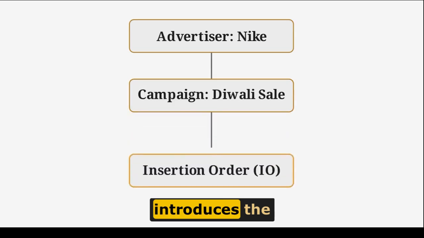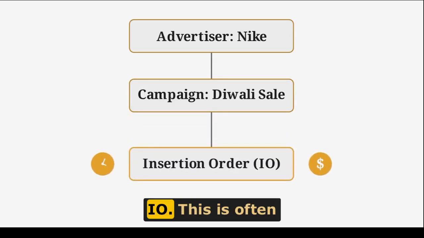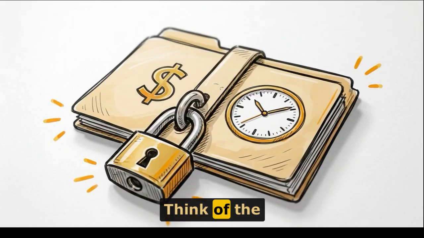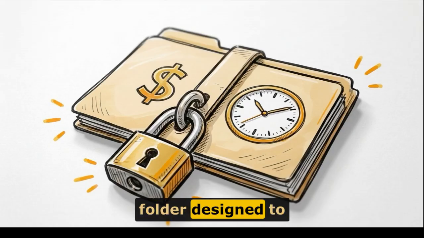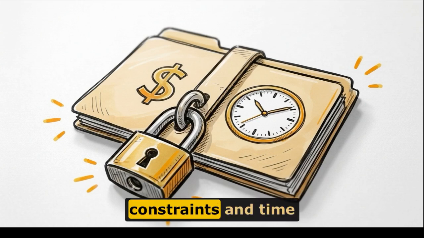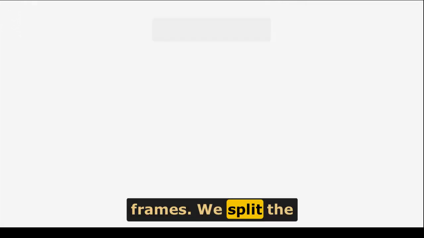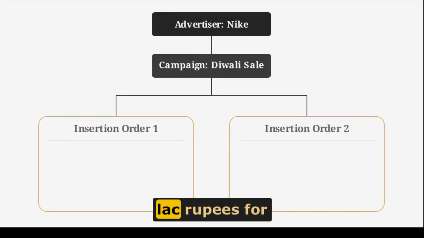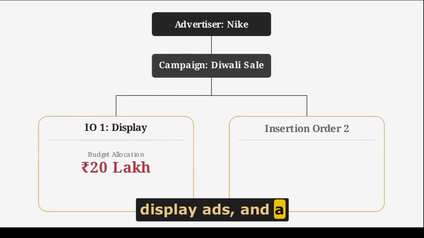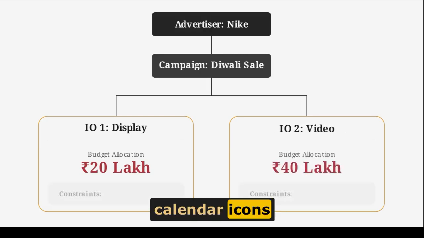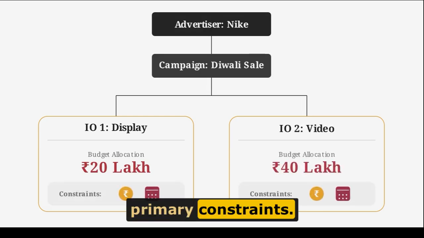Step 3 introduces the insertion order, commonly called the I/O. This is often where beginners get lost in the hierarchy. Think of the I/O as a secure folder designed to hold money and enforce a calendar. It dictates financial constraints and timeframes. We split the campaign into 2 distinct insertion orders, one holding 20 lakh rupees for display ads, and a second holding 40 lakh for video. The money bag and calendar icons represent the I/O's primary constraints.